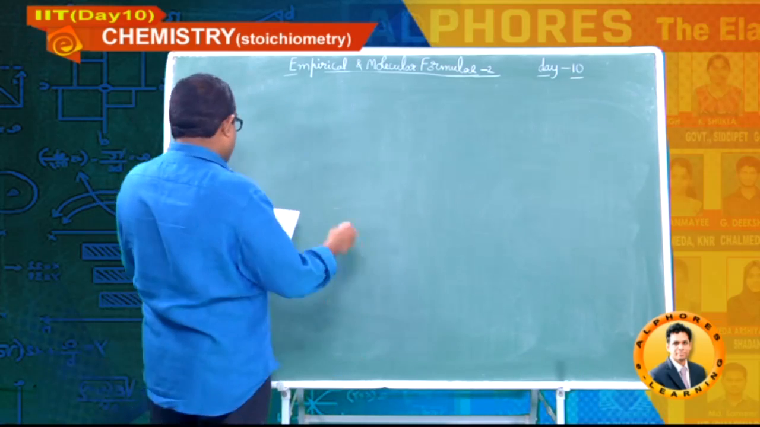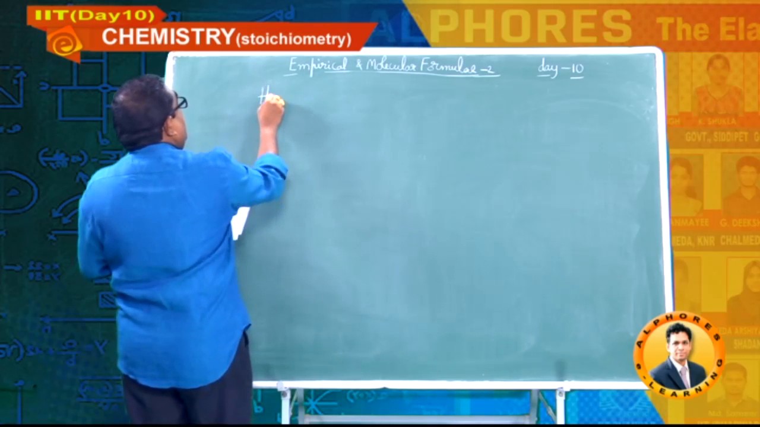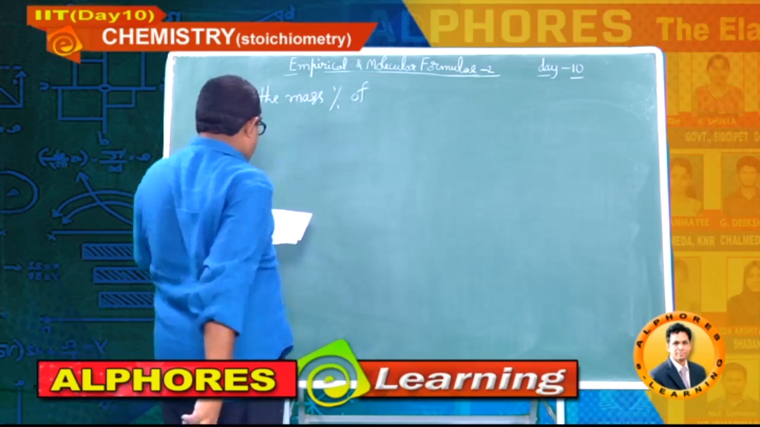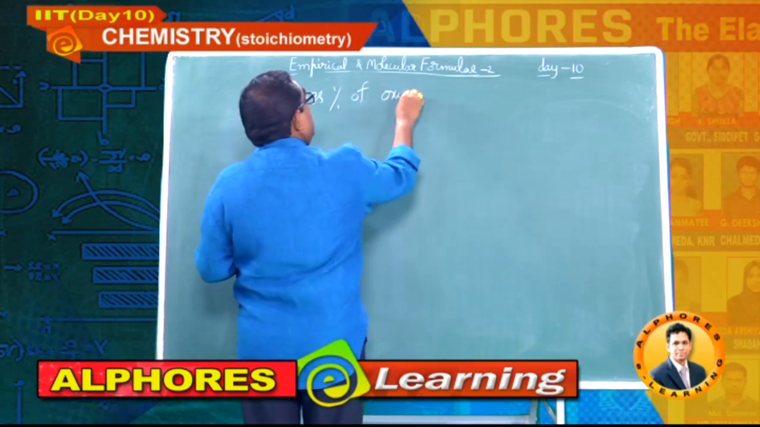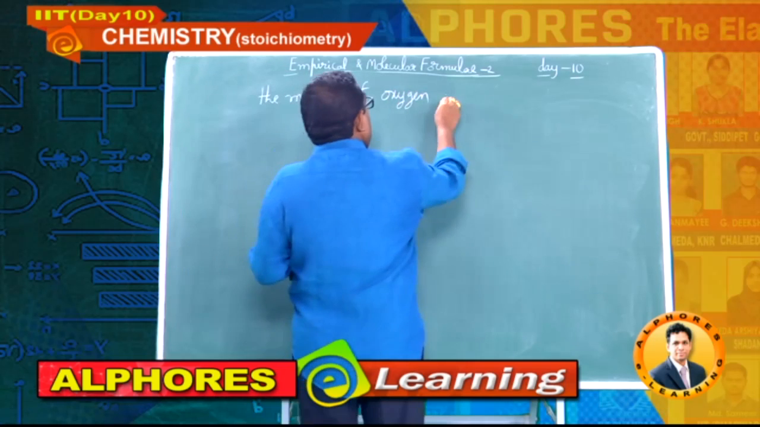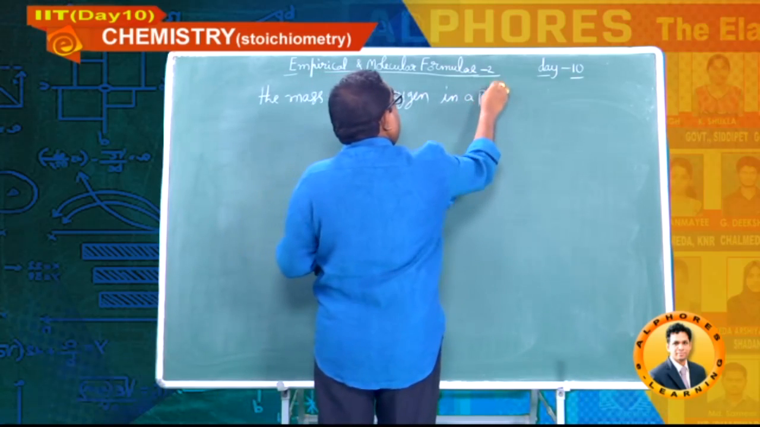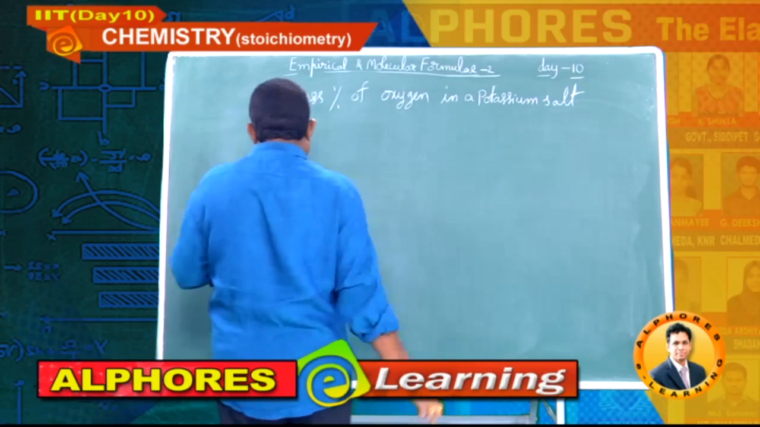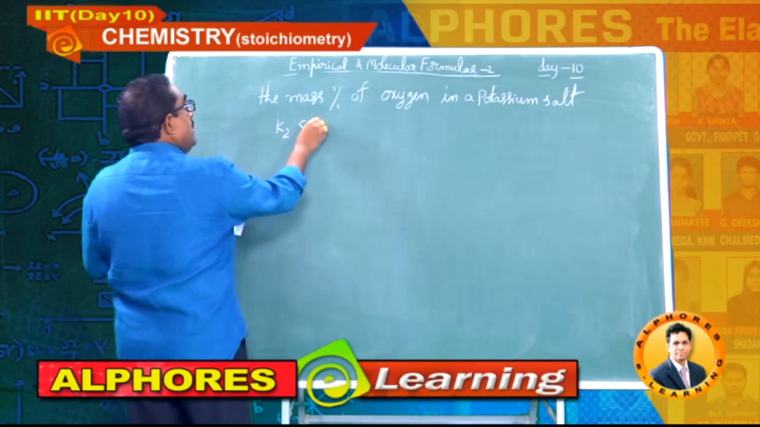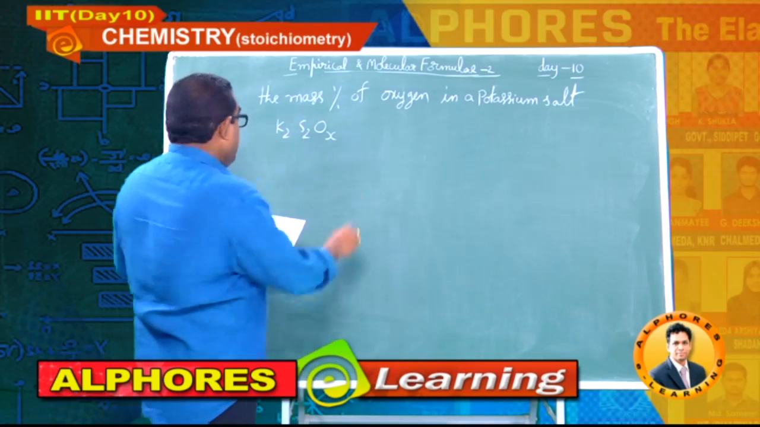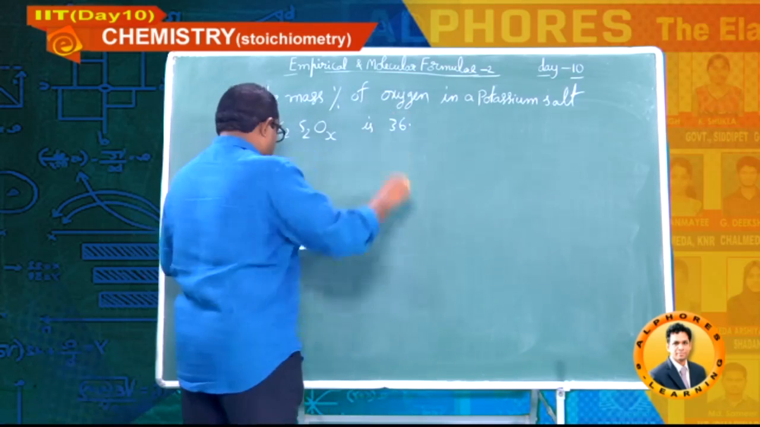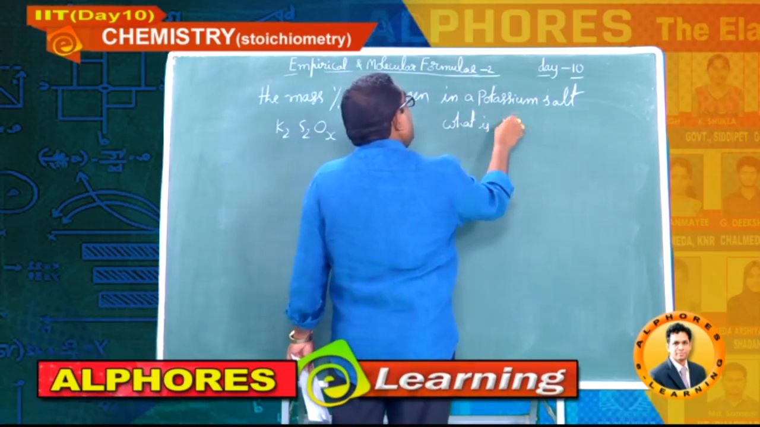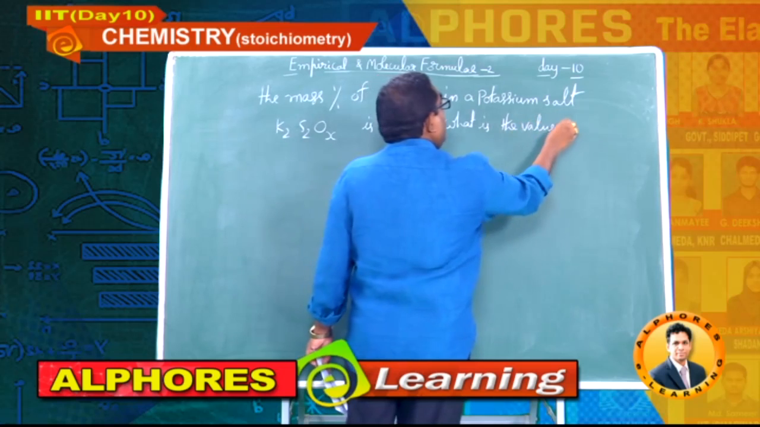Okay, please write down. The mass percent of oxygen in a potassium salt, formula also has given, K2S2Ox, is 36. What is the value of x?